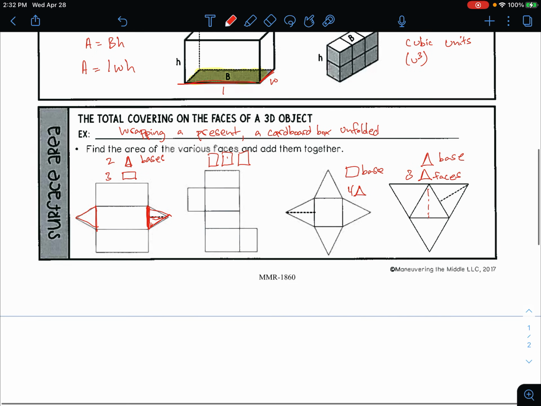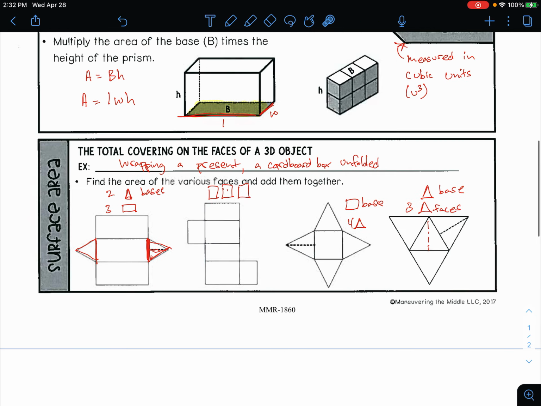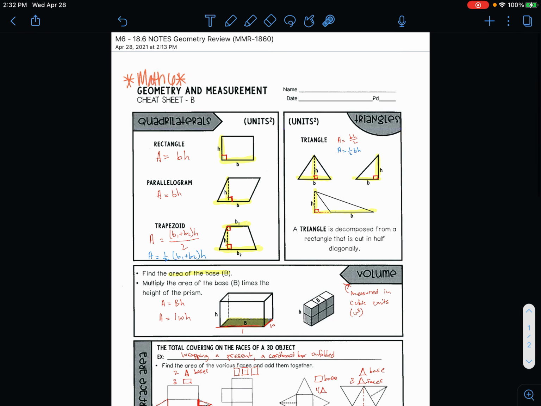And then to find the surface area, you basically find all the areas of these flat shapes, and you add them all together. And that is our review of geometry and measurement.